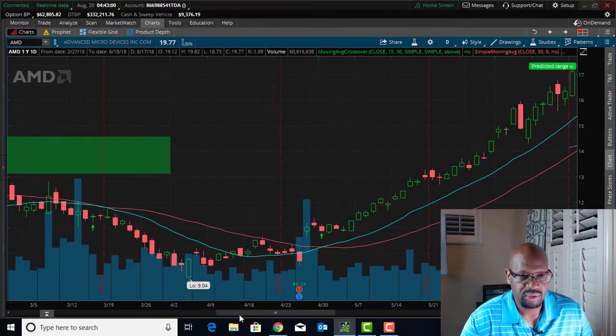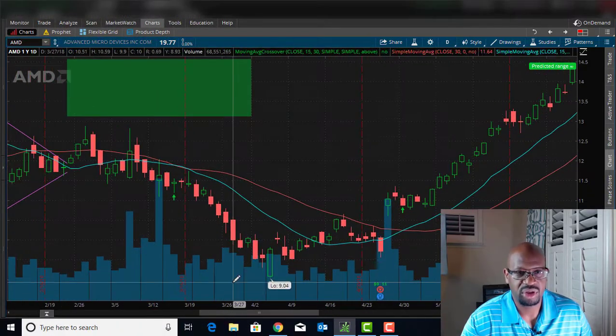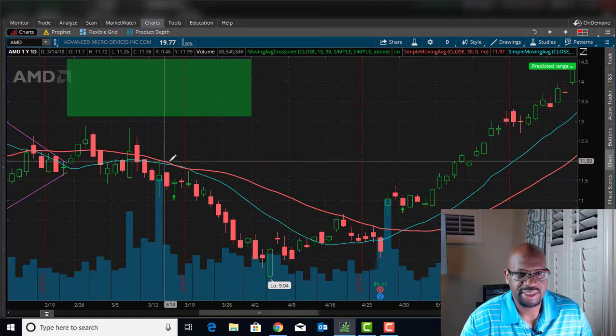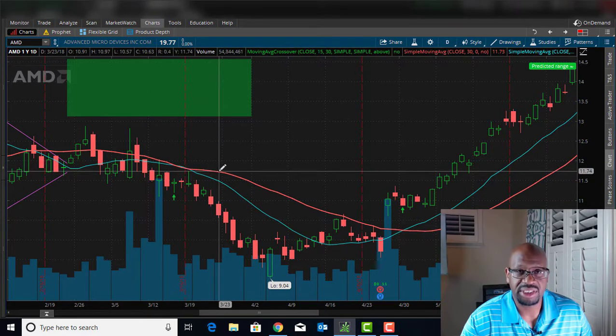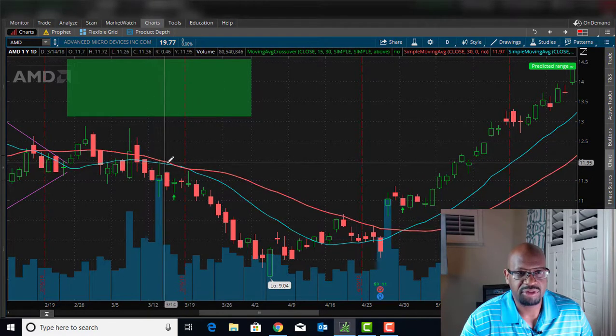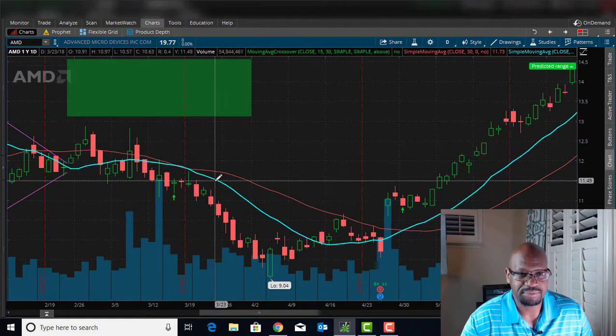Now, the crossover part is significant. That's where you take 2 moving averages, meaning 2 different time periods, and you put them on your chart. When you put them on the chart, it's plotted as a line. So I'm going to show you 2 crossovers. This red line here represents my 30-day moving average, and the blue line represents my 15-day.